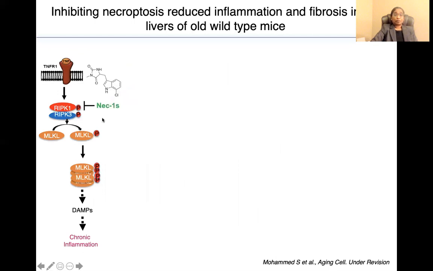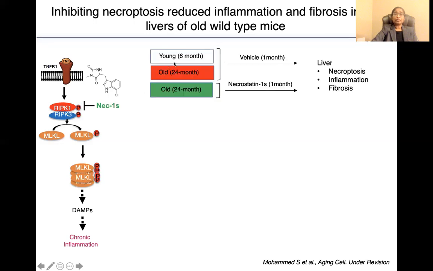To test whether necroptosis is contributing to inflammation, we inhibited the necroptosis pathway using Necrostatin 1S, which is one of the widely used inhibitors of the necroptosis pathway. Necrostatin 1S specifically binds to RIP kinase 1 and thereby blocks the downstream signaling. So we had 3 groups of mice: young mice that were given vehicle, and old mice that were given either vehicle or necrostatin in drinking water for 1 month. And at the end of the experiment, we took the liver tissue and looked for necroptosis, inflammation, and fibrosis.